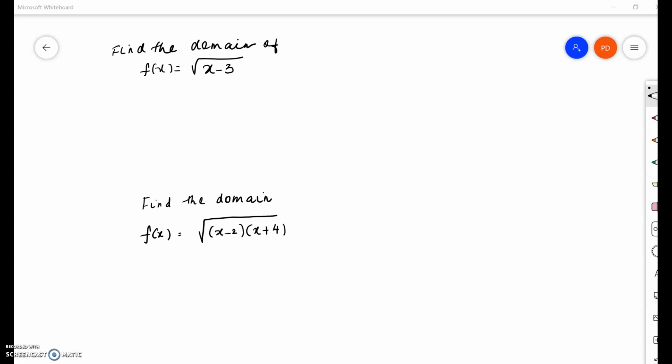We'll find the domain of these two functions. We have a radical expression. So remember that if we have a radical sign, we need to make sure that the inside is greater than or equal to 0. Because if we have a negative inside the radical sign, that would be imaginary. So we need to make sure that the inside, and in this case that is x minus 3, is positive or it's equal to 0, which means it's greater than or equal to 0.